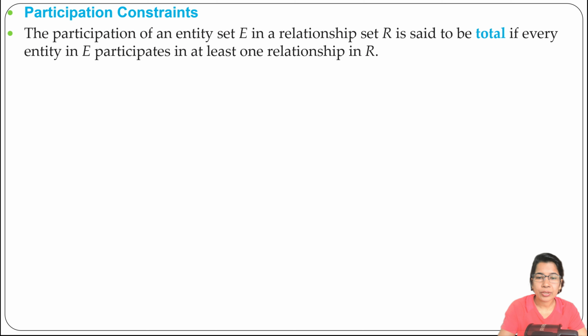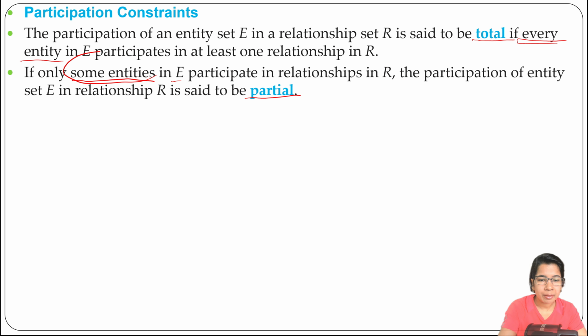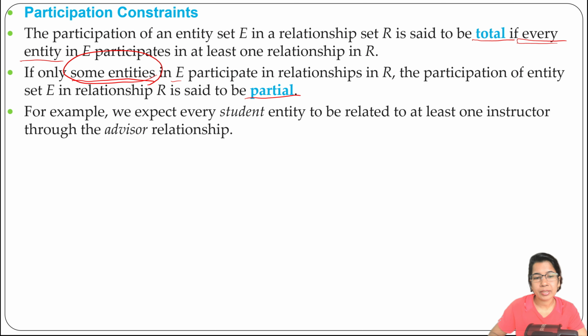So the participation of entity set E in a relationship R is said to be total if every entity, just mark this, every entity. If some entities participate in a relation, that's called partial. If every entity participates in a relation, that's called total.